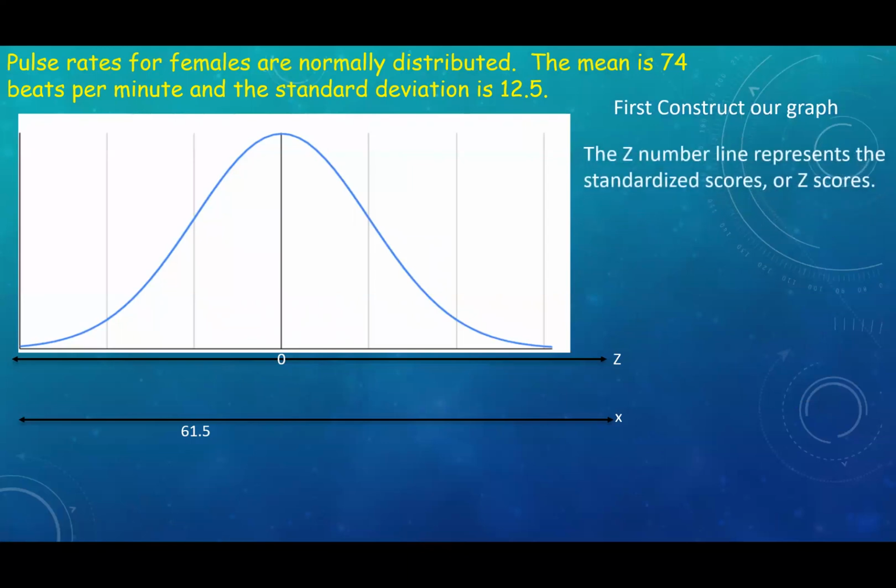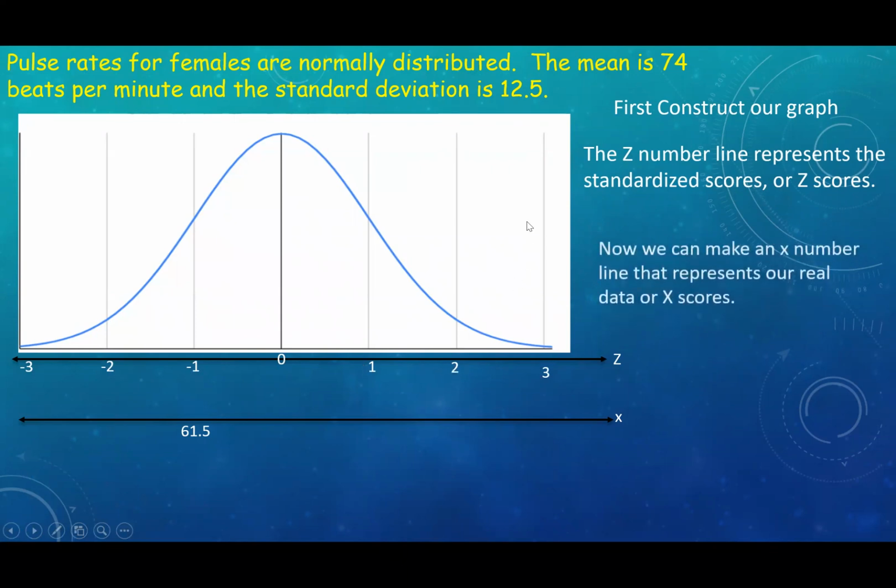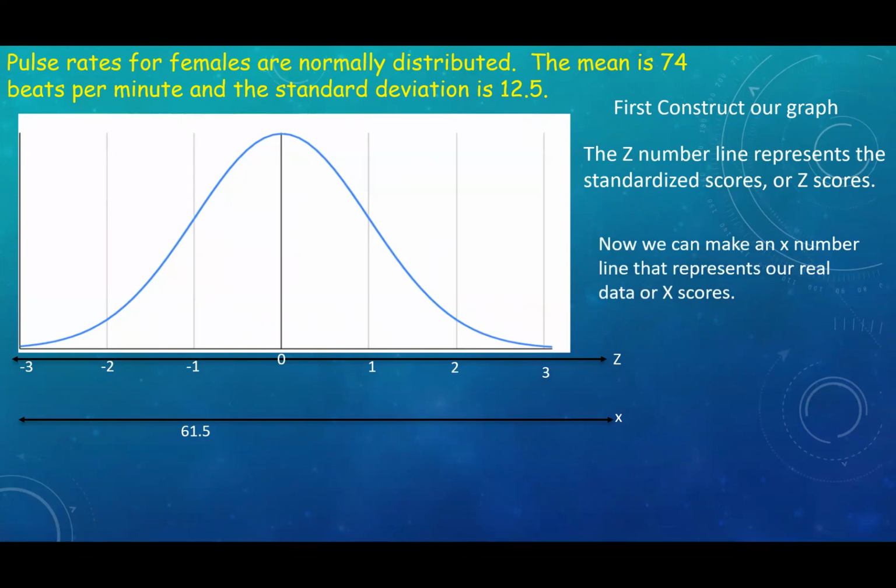The z number line represents the standardized scores or z-scores, and there they are. So this is 1, 2, 3. It also represents 1 standard deviation away from the mean, 2 standard deviations away from the mean, but those are also the scores. Now we can make an x number line that represents our real data or x scores. That's this number line here.